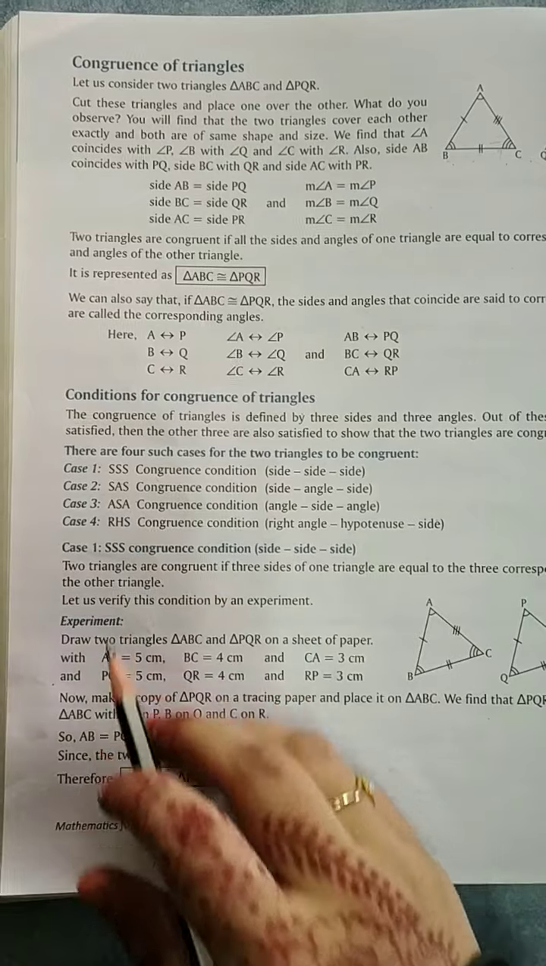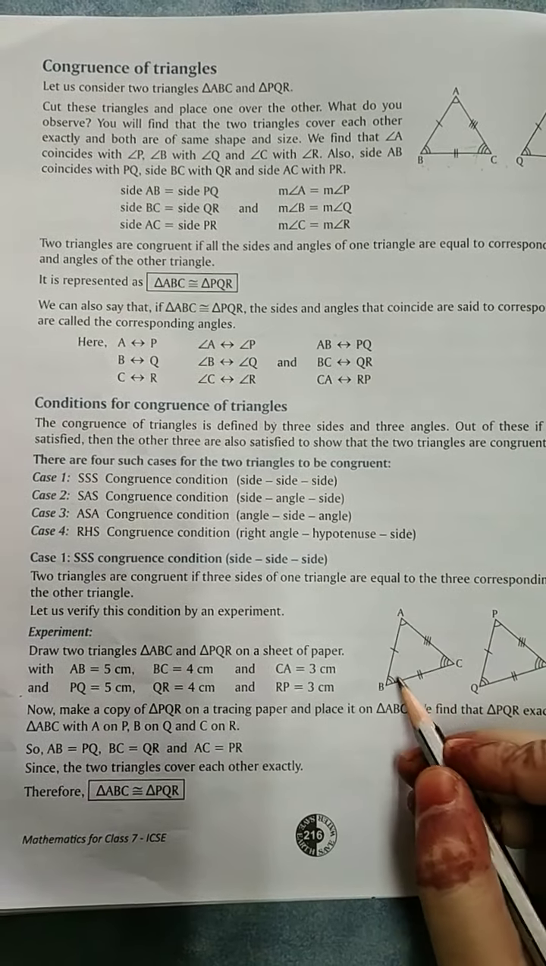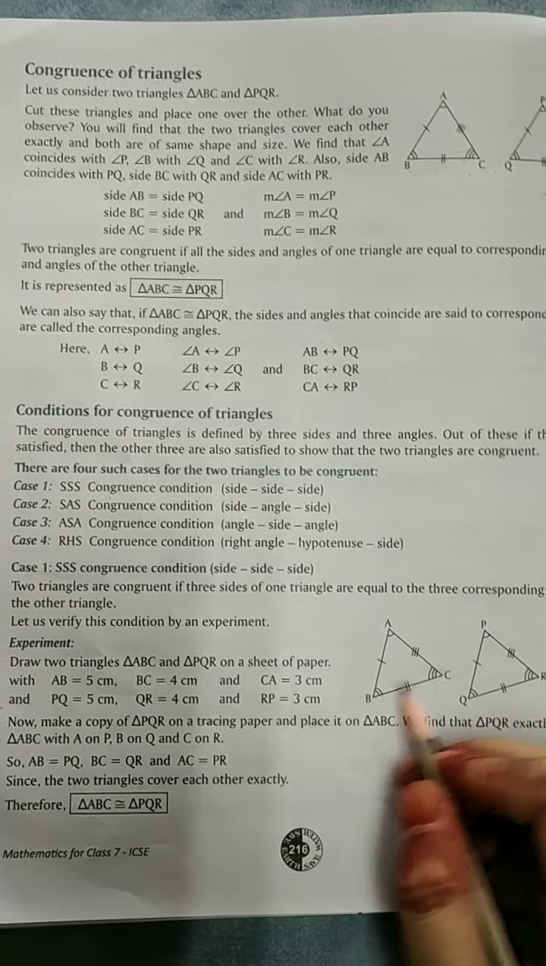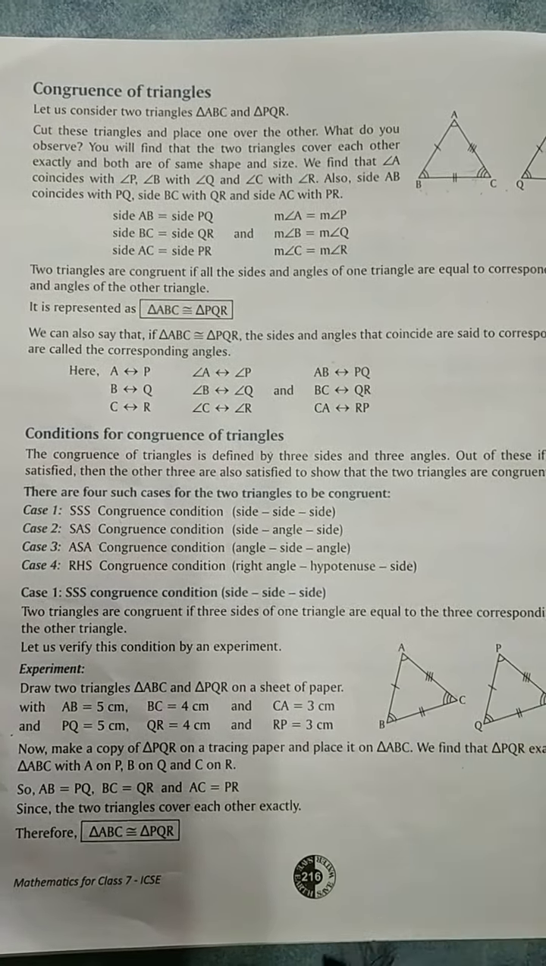Now ASA, angle side angle. There should be a side between two angles. If these three things are equal in both the triangles, then we say that both are congruent.